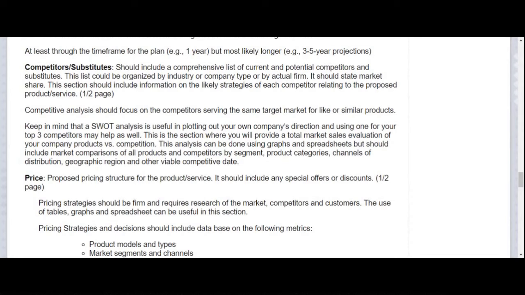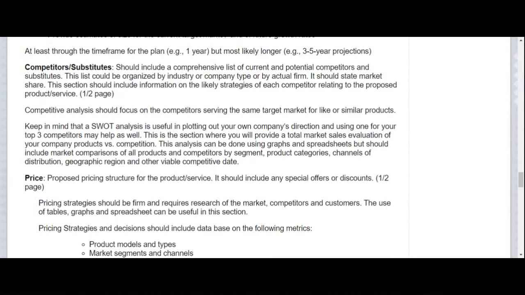And if you remember, well, at least if you've taken the marketing class with me, we've covered the SWOT analysis. You should have covered that, right? SWOT is strengths, weaknesses, opportunities, and threats. So you want to be able to outline what your strengths, weaknesses, opportunities, and threats are here.